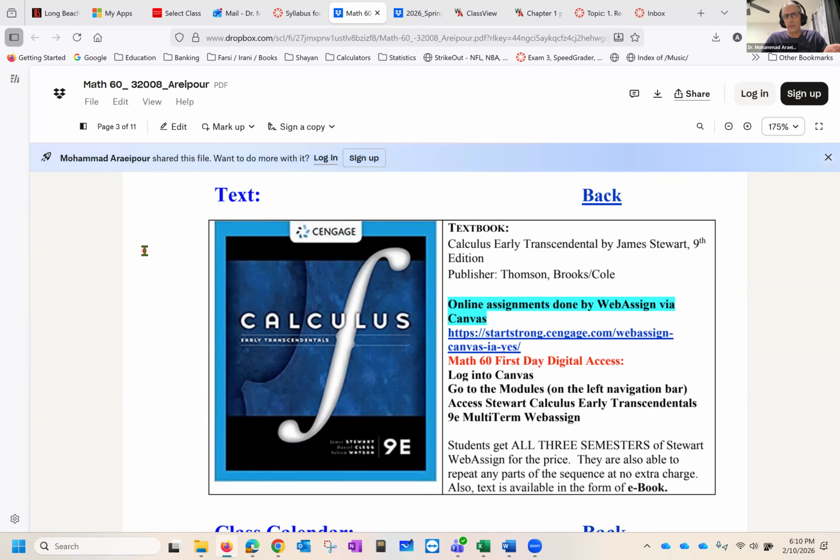The text, I believe there was an email sent to you regarding the first day digital access. You have access to it digitally through Canvas. And there was a question regarding whether the text can be avoided, and the answer is no. It is not up to me. I don't make that decision, class. You have to get the text to be able to do your assignments. And I wish it were up to me. It's not. I just want you to know that.